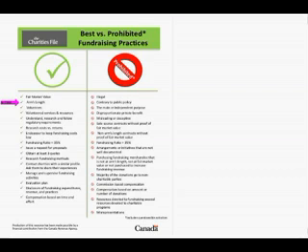So on the left-hand side here, I'm not going to go through these in any great detail, but these are issues that CRA has identified as areas of best practice. On the right-hand side, these are issues that CRA has identified as areas that are either prohibited or of concern.